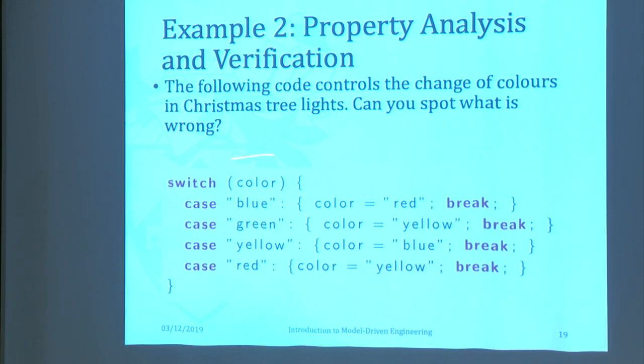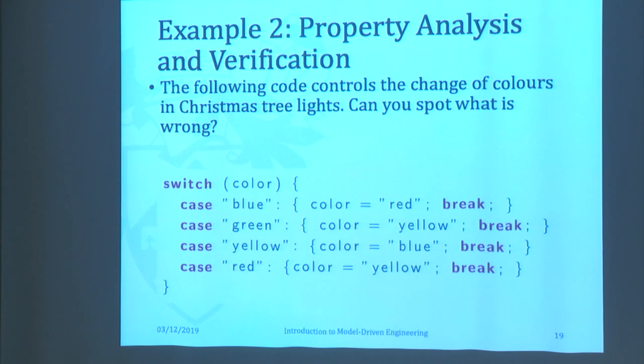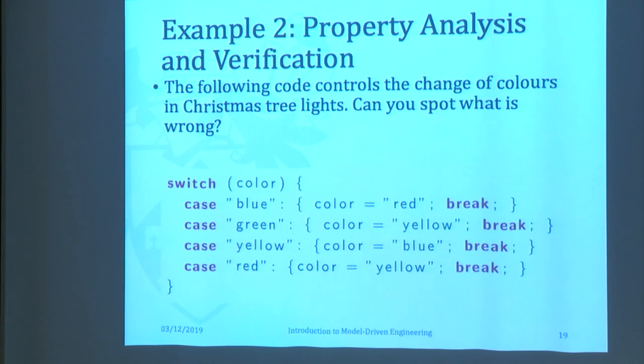So here we have a switch statement that controls the change of colors in Christmas tree lights, because Christmas is coming. So what happens if the lights are blue, then the lights become red. If the lights are green, they become yellow, and so on and so forth, right? You wouldn't find this usually written in Java. You'd find it in a low-level language.